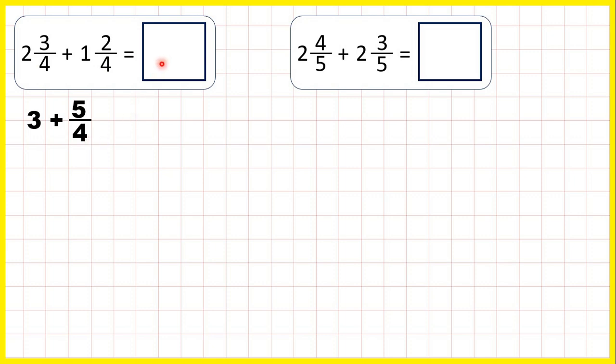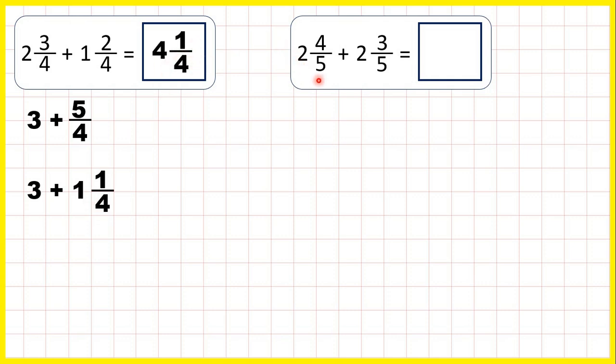But we can't write 3 5/4 as our answer, because we can't have an improper fraction in a mixed number. So we need to change 5/4 back into a mixed number. 5/4 is 1 1/4, because 5 divided by 4 is 1 remainder 1. So now we have 3 plus 1 1/4, so we have 4 1/4.